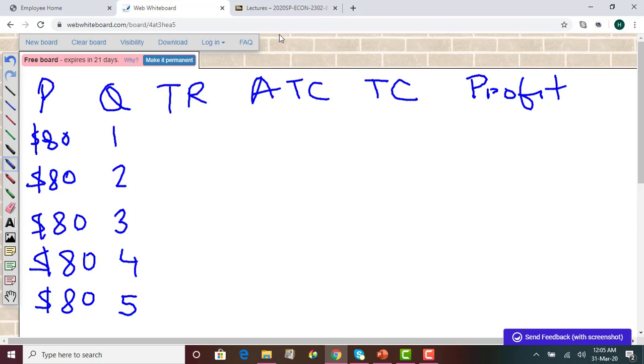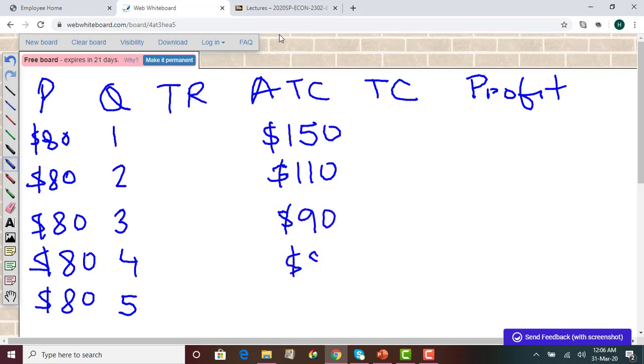And then we are also given the average cost. Let's say the average cost to produce 1 unit of this output is $150. And then to produce 2 units, the average cost is $110. Then it's $90. These are given to you. $80. And again $90. Okay, so this information is given to you.